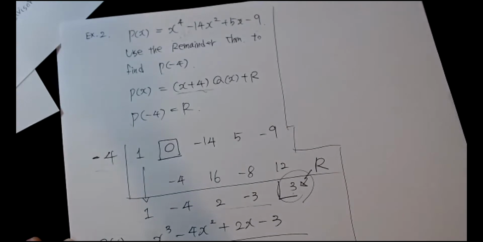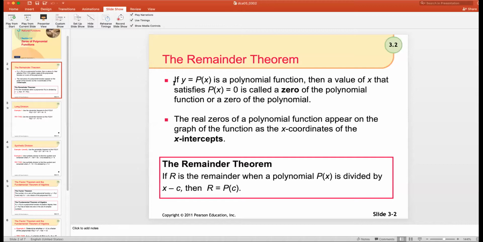Let me remind you of the meaning of zero. If y equals p of x is a polynomial function, then a value of x that satisfies p of x equals 0 is called a zero. So what is a zero? A zero is actually a root of the function, but we use the terminology zero when the type of function is polynomial.